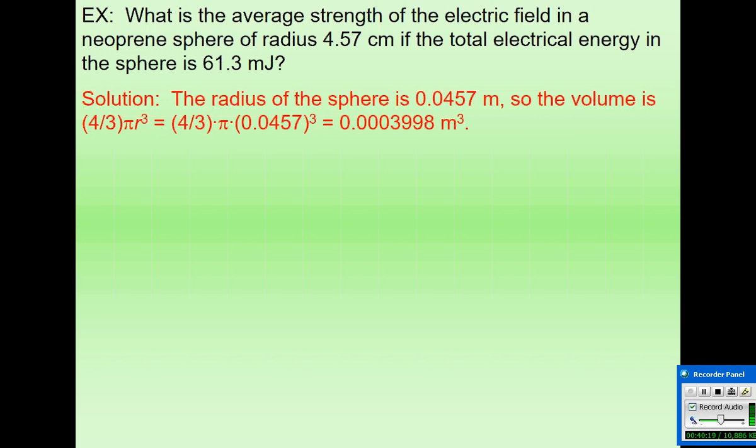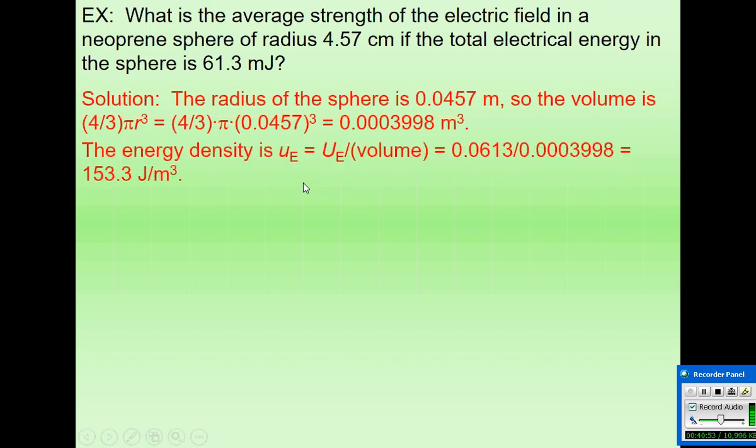So what I want to do is calculate energy density. Energy density is total energy divided by total volume. So I need the total volume of a sphere. And the formula for the volume of a sphere is 4/3 pi r cubed. R in standard units is 0.0457 meters. And when I plug that into the expression for the volume of a sphere, I get 0.0003998 cubic meters.